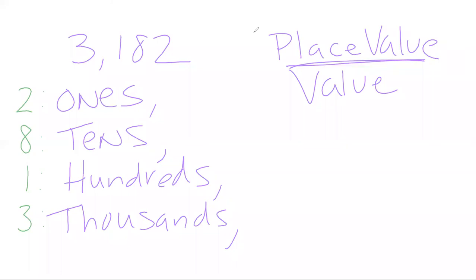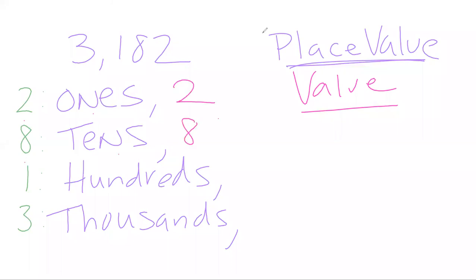But then if we wanted to look at what is the value of each one of these digits, we'll do that in a different color so you can see. We're going to think about the value, like, okay, I have a 2 in the ones place. Well, that's 2. I have an 8 in the tens place. Well, that's 80. I have a 1 in the hundreds place. That's 100. And I have a 3 in the thousands place. That's 3,000. Okay. So that's really what we think about when we think about value and place value.